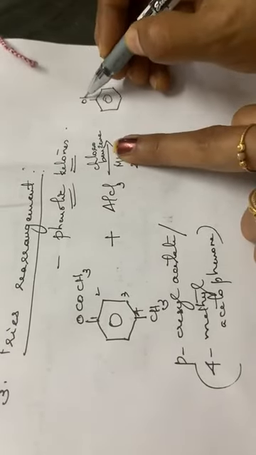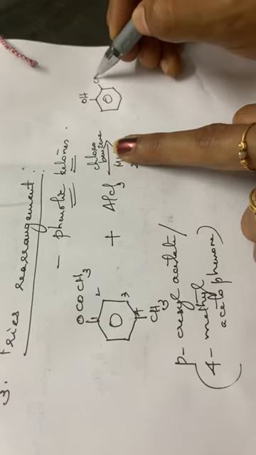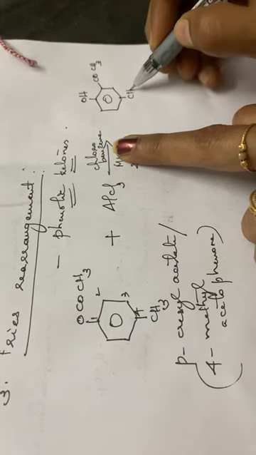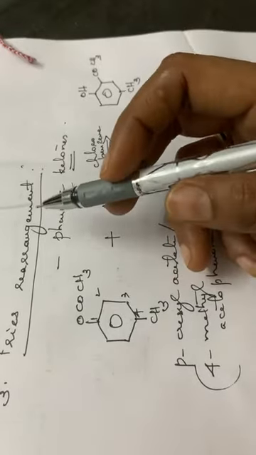See, the product will be here. At the first position, there will be OH. Second position, there will be COCH3 group. And at the fourth position, there is a methyl group. Okay. So here, what happens is that this is a rearrangement reaction.